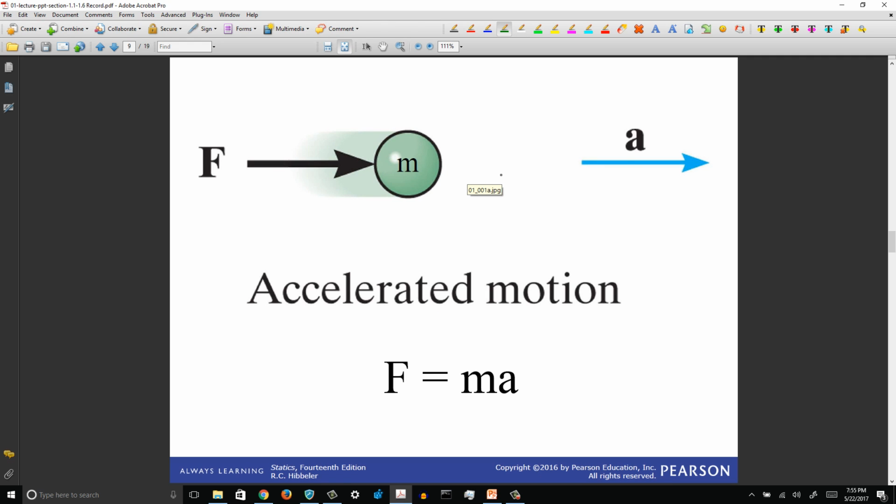Now the second law: a particle acted upon by an unbalanced force experiences an acceleration a that has the same direction as the force and a magnitude that is directly proportional to the force. If the force is applied to a particle of mass m, this law may be expressed mathematically as force is equal to mass times acceleration.